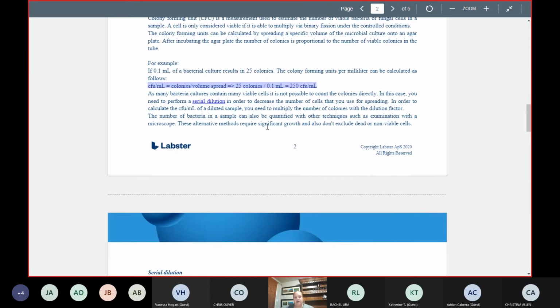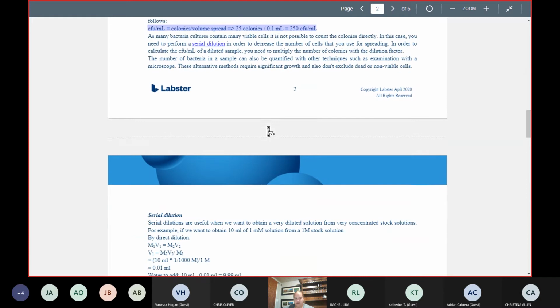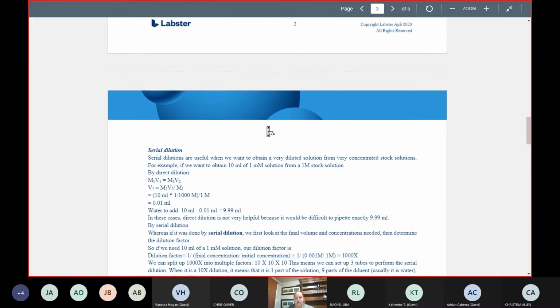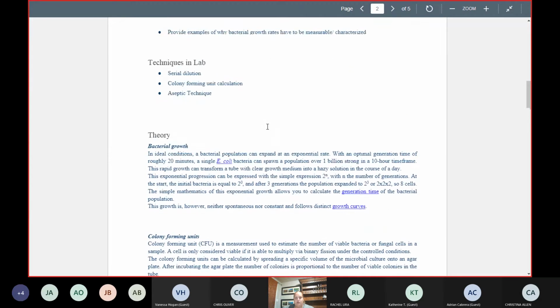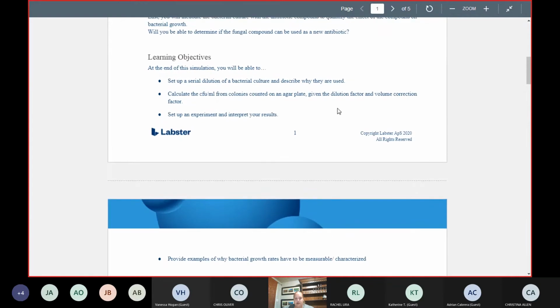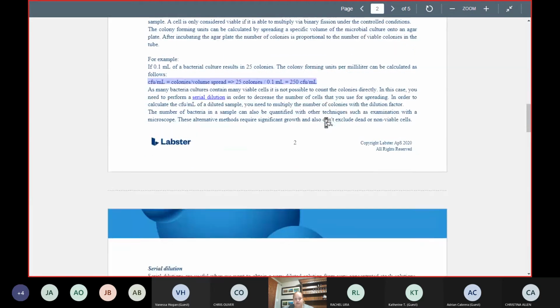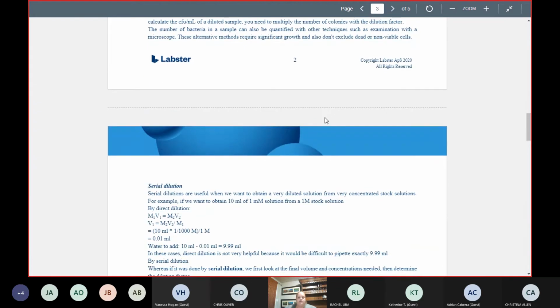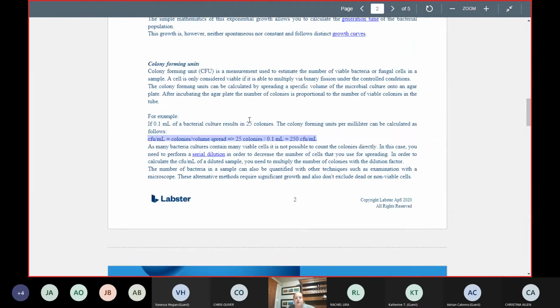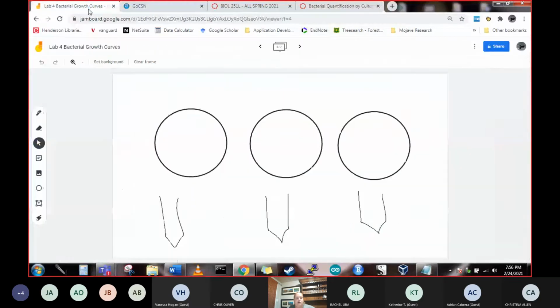The next thing that they're going to talk about here is one more extension of this equation. So this is the basic equation to understand. The next extension of that equation is what happens when there is a volume correction factor, and you get this correction factor when you do a serial dilution. But let's look at colony forming units first on the Jamboard.